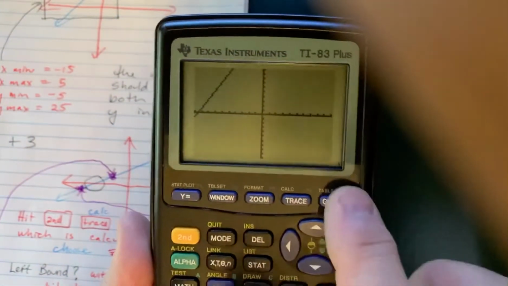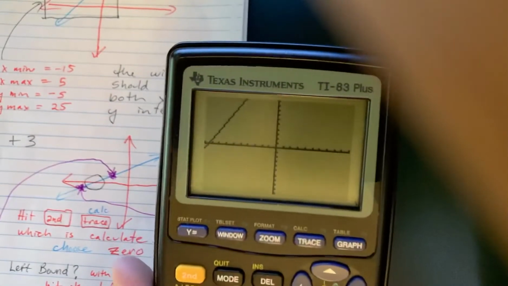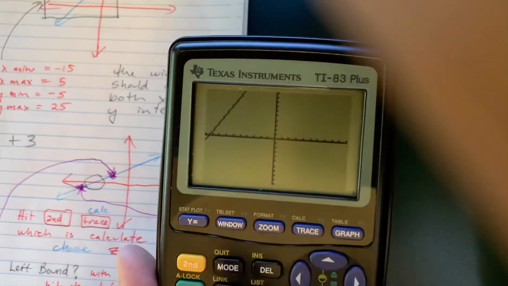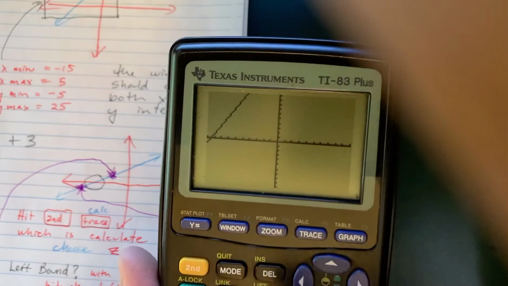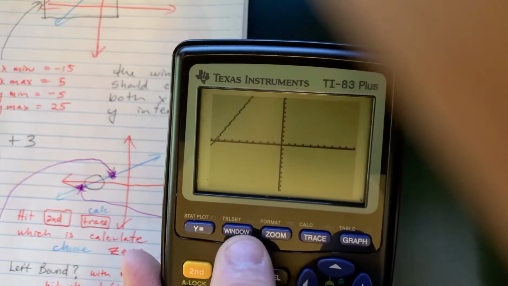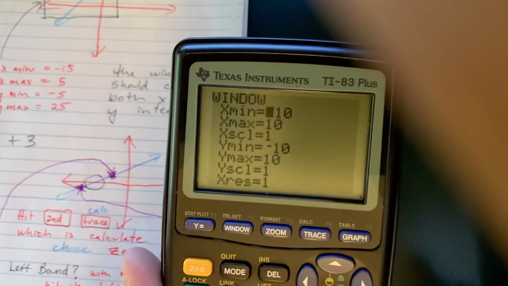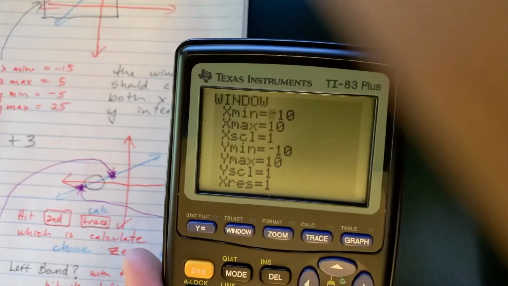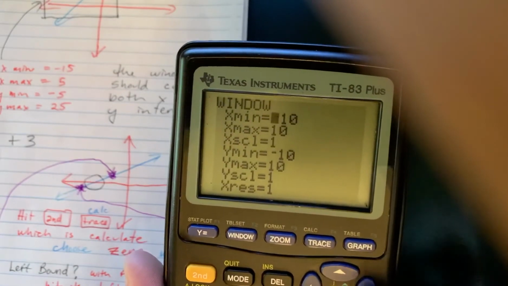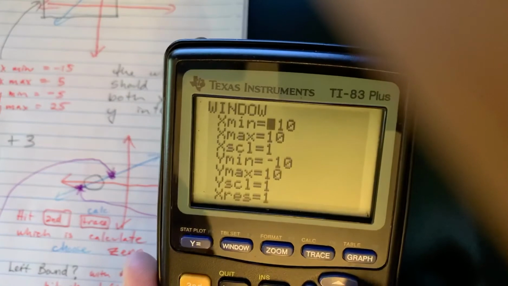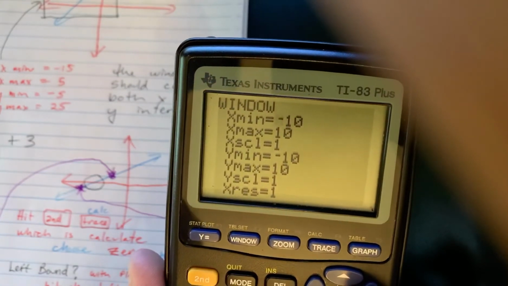Let me go back and show you what I hit. We'll go back to graph. You can always just hit the graph button and it'll go back to the graph. All right. So if you hit window, the button that says window, that's what I hit. And then you can enter in what you want for mins and maxes. The one that I chose was letter C on the review.